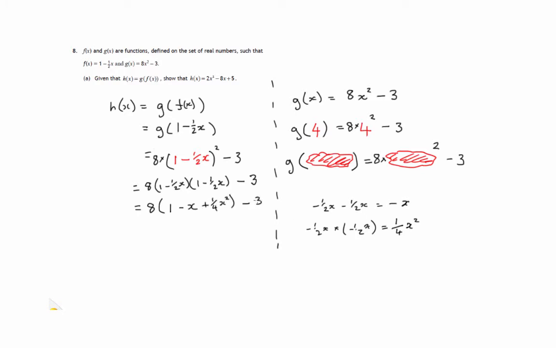And we subtract 3. So it's 8 times each of these three terms. 8 ones are 8, minus 8x, plus 8 lots of a quarter x squared. 8 quarters are 2, 2x squared, minus 3. So we have 2x squared, written the normal way round for a quadratic, 2x squared minus 8x plus 5.